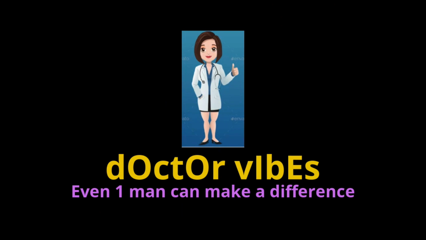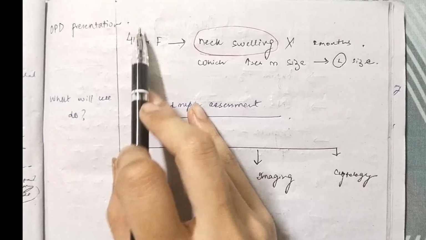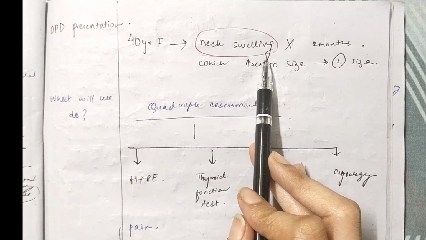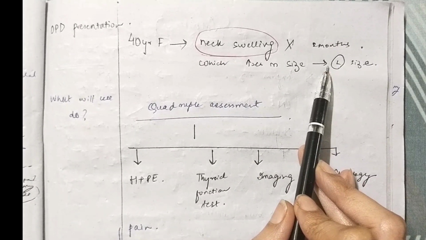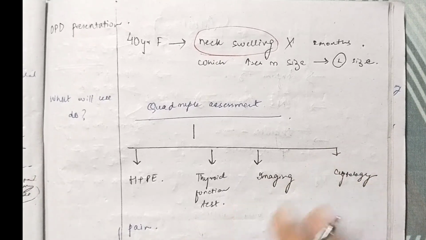In today's video, we shall study about the thyroid case. Now we will take up a thyroid case. Consider a 40-year-old female. She has come to your OPD with a neck swelling. There is a swelling in the neck for the last 2 months, which has been increasing in size, towards the left side. So, what will you do now?